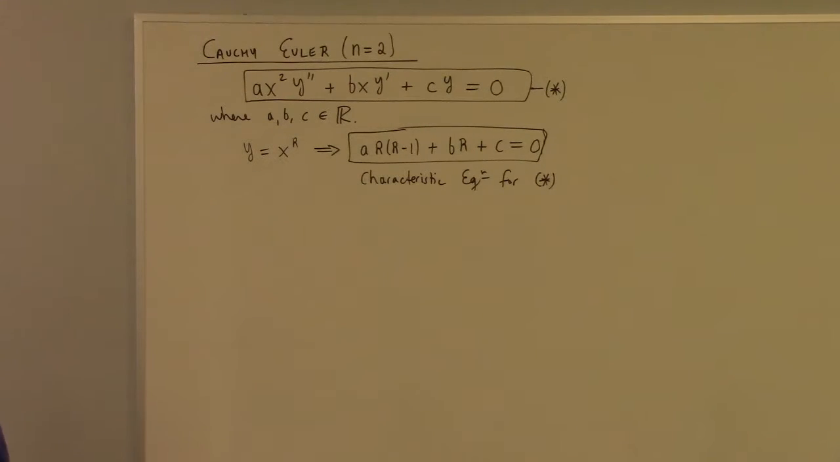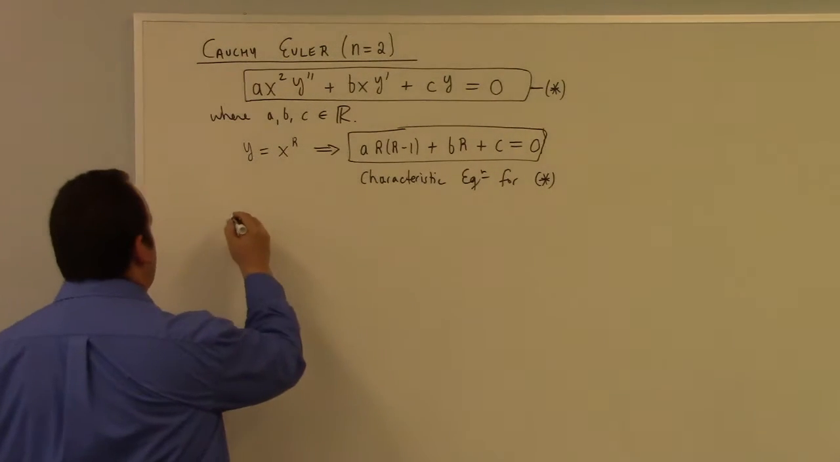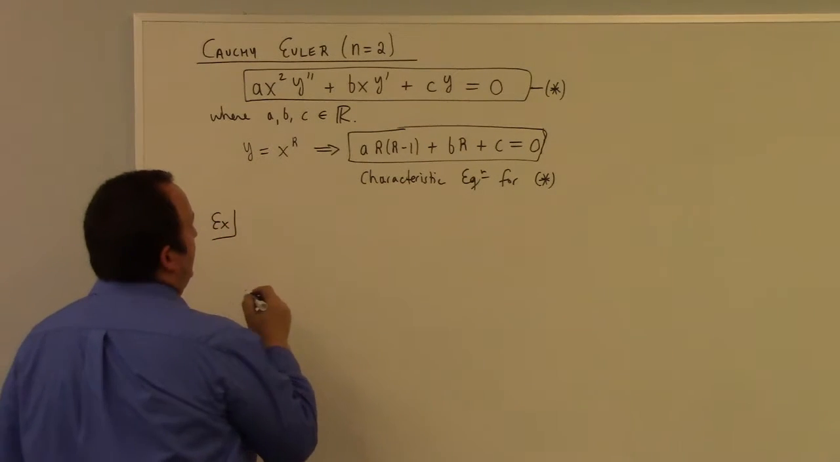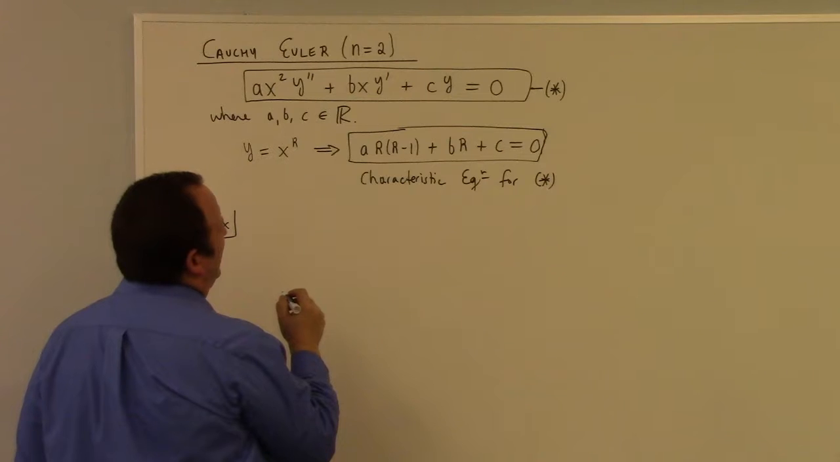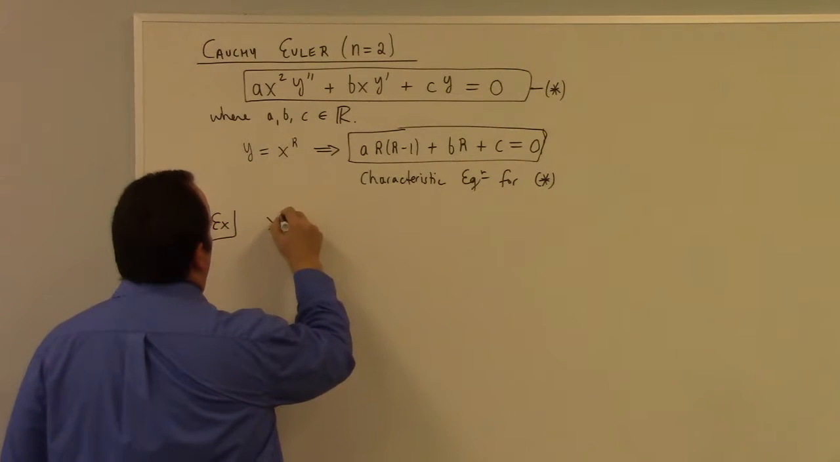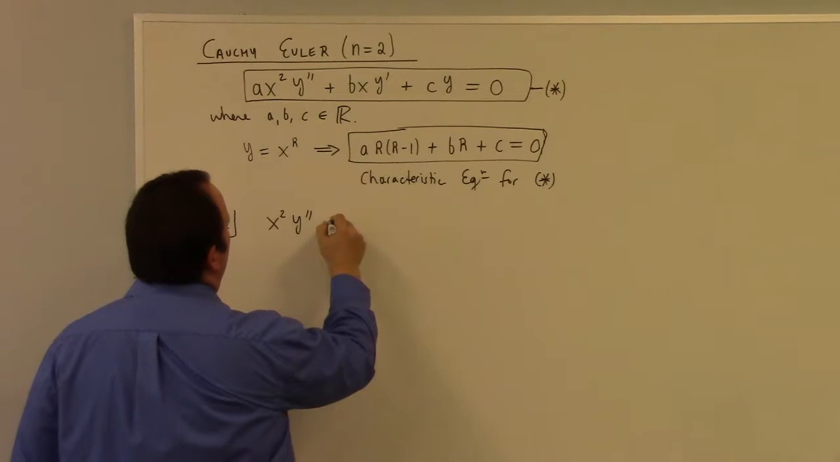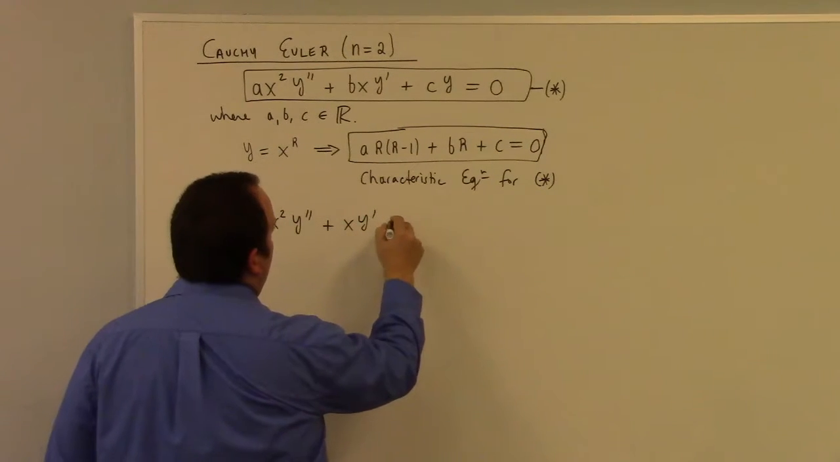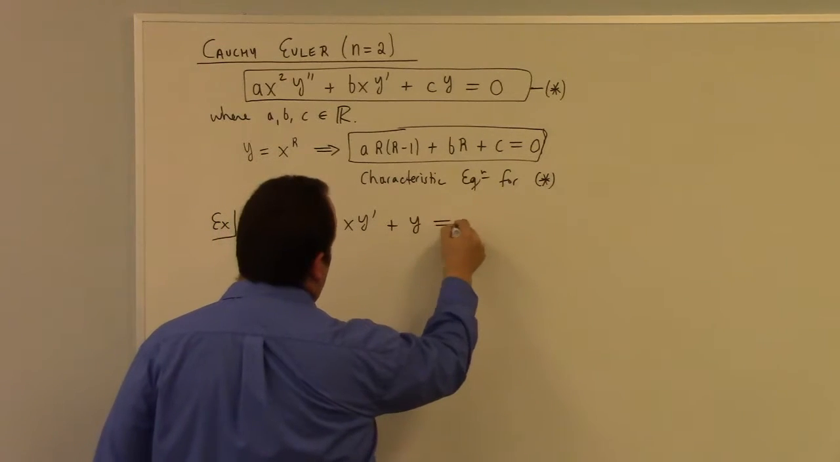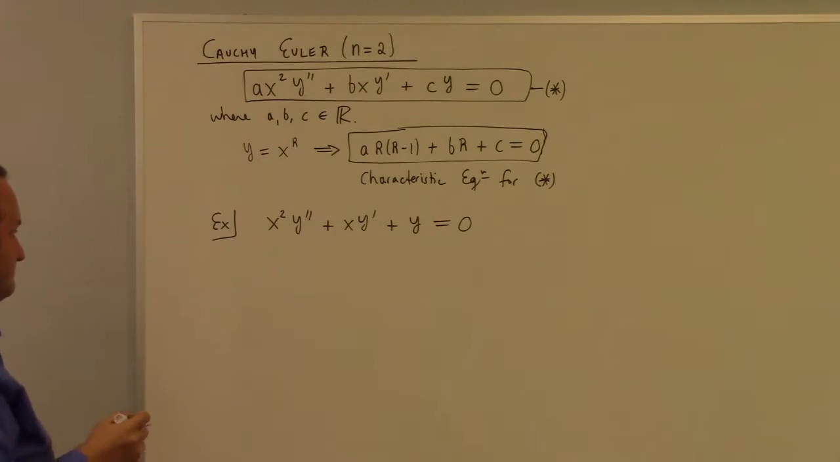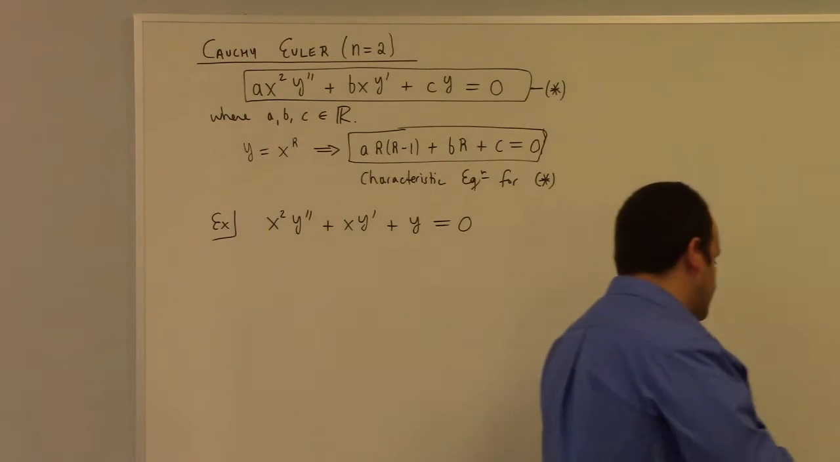Now, once you find two linearly independent solutions, if we had, instead of 0, some force on the other side of the equation, we could solve it by variation of parameters, all right? But just as an example, let's think about what happens if we have something like x squared y double prime plus x y prime plus y equals 0. So let's see if we can solve this one. All right.